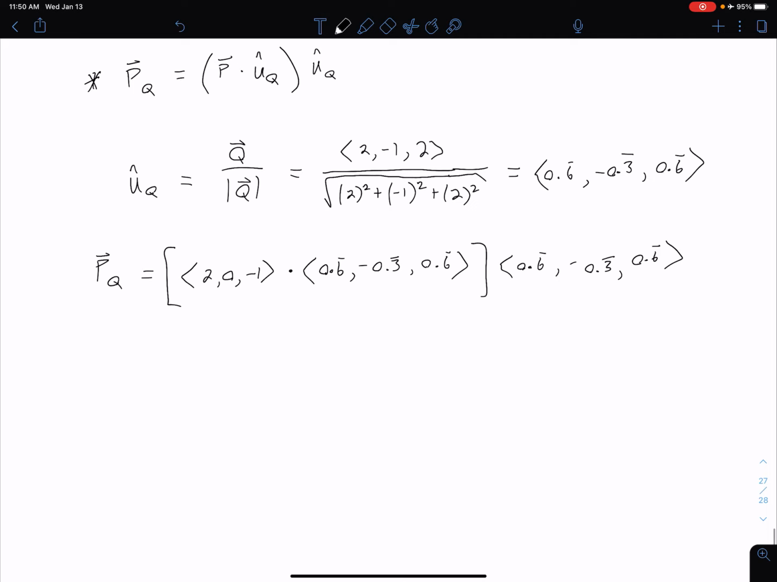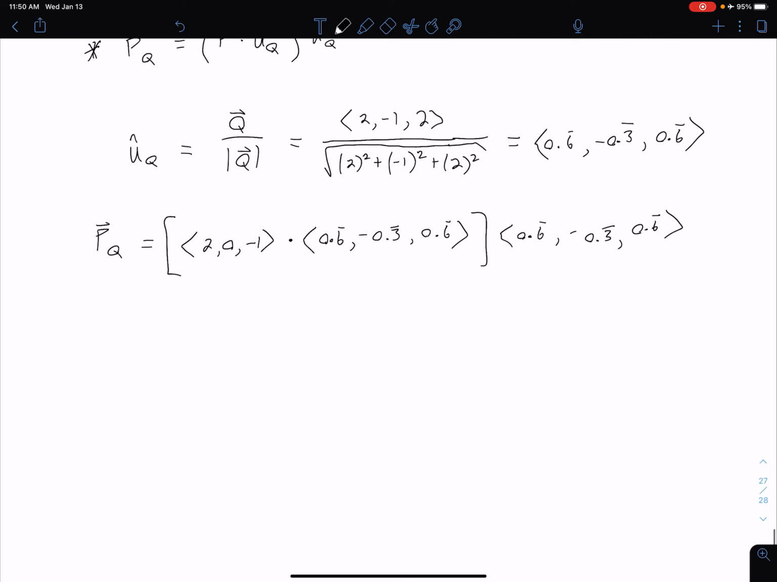So again, I'm not going to write out the intermediate steps, but basically what we would do is we would have 2 times 0.6 plus 0 times -0.3 plus -1 times 0.6. So all of that is going to result in a scalar value. We're then multiplying that scalar value by each one of these 3 terms here. So we're going to have an x, y, and z component.